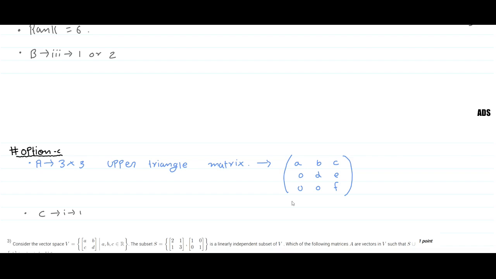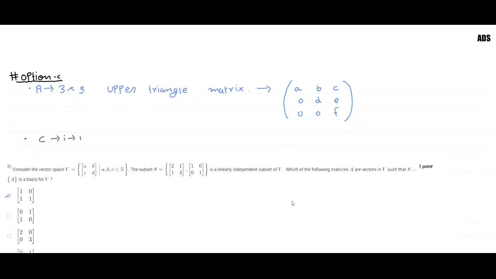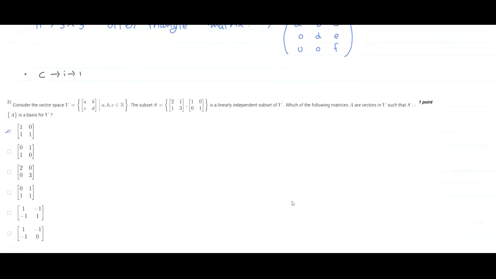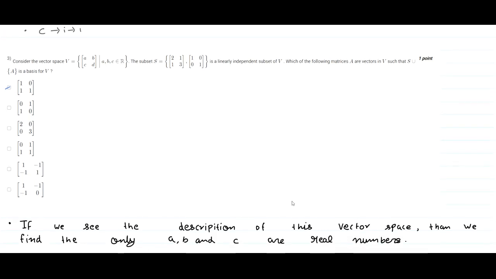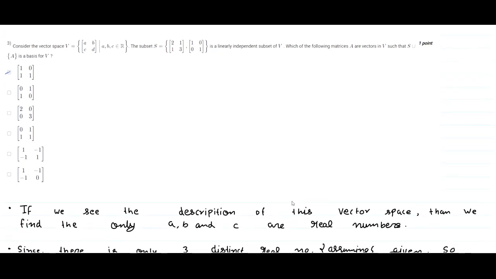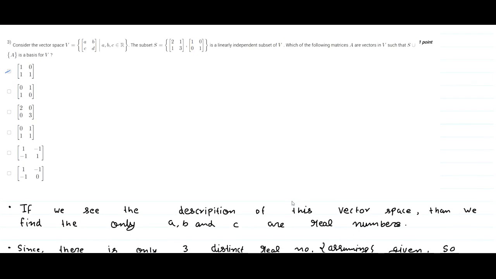Now let us see the third question. Consider the vector space V of matrices A, B, C, D such that A, B and C are real numbers, and a subset is given which is a linearly independent subset of V. Then we have to choose from the given matrices which matrices will form the basis for this vector space when united with this given subset.